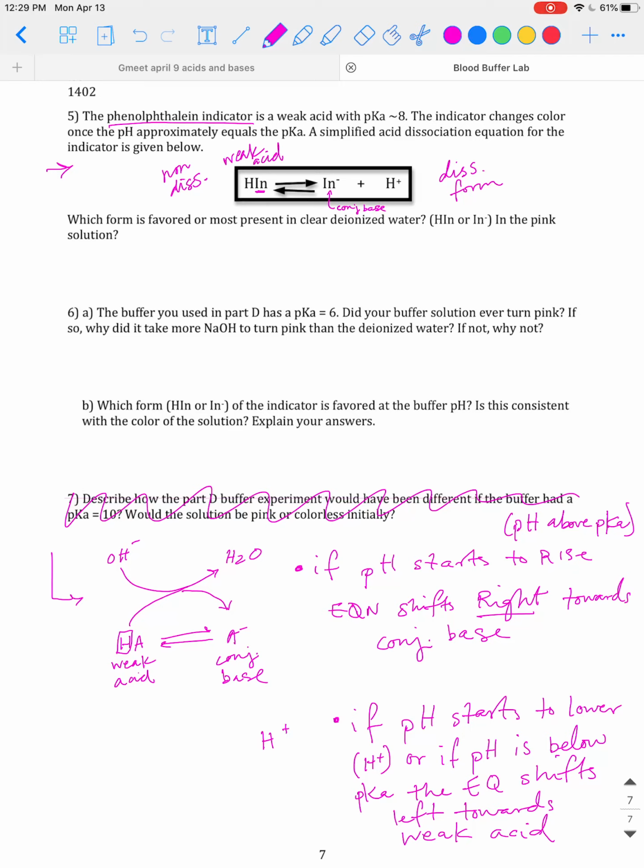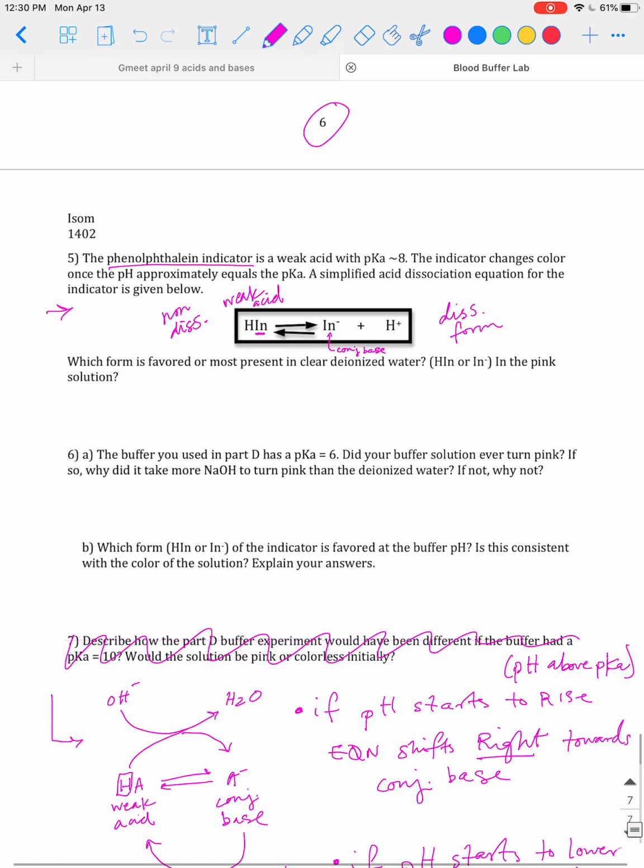Alright, so again, we walked through this. If H plus is added and it could drop pH, and the buffer doesn't want pH to change, the conjugate base is going to scoop that up, react with it, neutralize it, and make more of the weak acid. So as you think through questions 5, 6a, and 6b, you need to think along these lines.